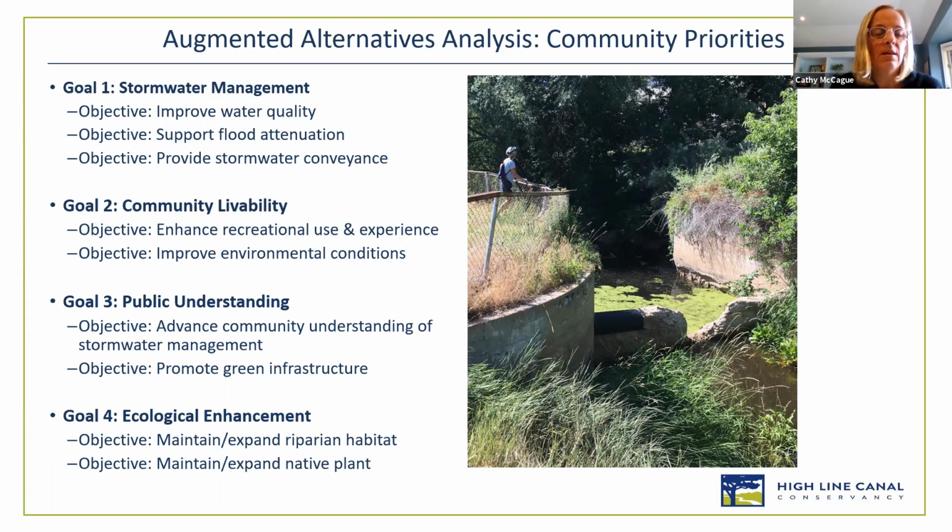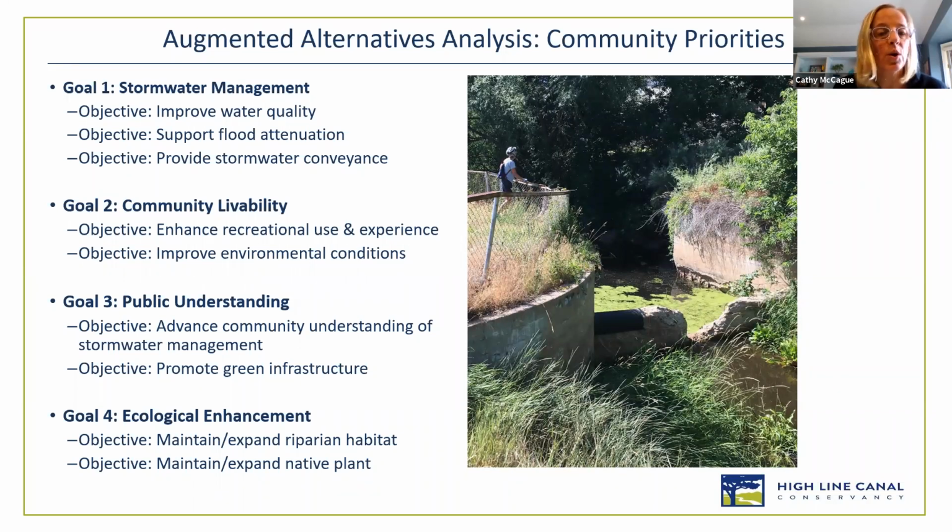Obviously, there's not a lot of room on this slide to go into our criteria and metrics. We have lots of conversations about those, and we provide good food for thought on that, but you can imagine that there's criteria and metrics under each of those objectives. The second one is community livability.